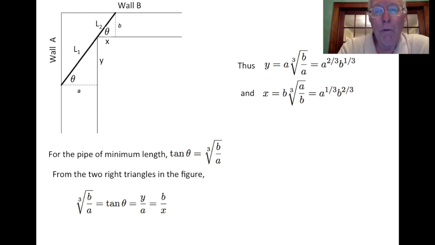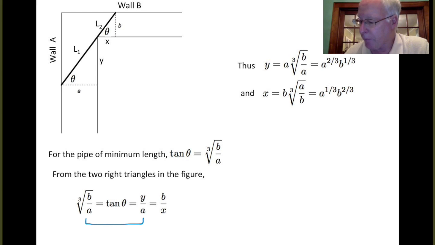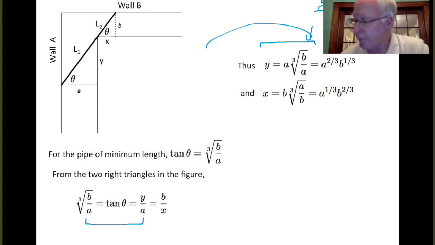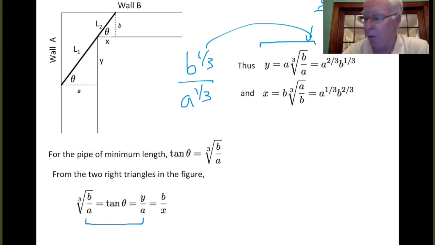We can then solve the equation for y and for x, and the y is a little easier, so let's take a look at that first. So we take a look at that equation, multiply both sides by a. We find y is a times the cube root of b over a. We're going to write this b over a cube root as b to the 1/3 over a to the 1/3. And then a divided by a to the 1/3 gives the a to the 2/3 you see here.